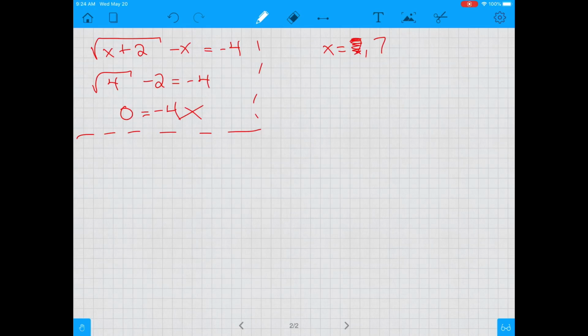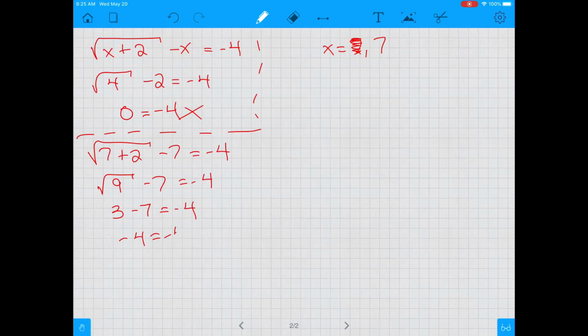So now if I plug in 7, I get square root of 7 plus 2 minus 7. Does that equal negative 4? Square root of 9 minus 7. Does that equal negative 4? And in fact, we get 1 here. That works. So my only actual answer to this one is x equals 7.